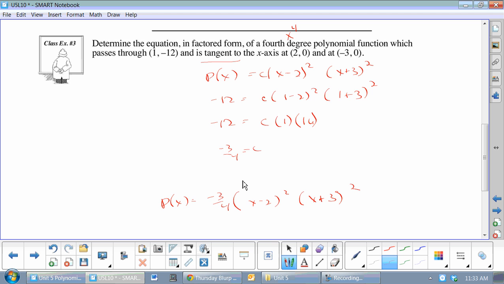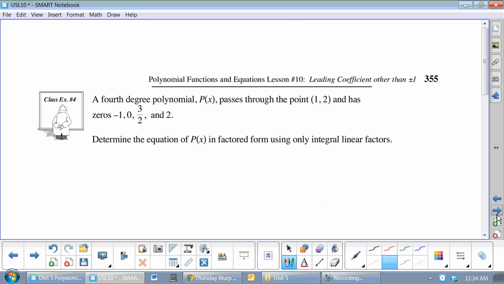So can somebody tell me what -3/4 means? A reflection on the x-axis and a vertical stretch by 3/4. See, after all that, they say if p of x was this, what would be the transformations if it now went through this point. You've got to plug it in, find c, and then look at your stretch factor. Okay? Here is the third way.